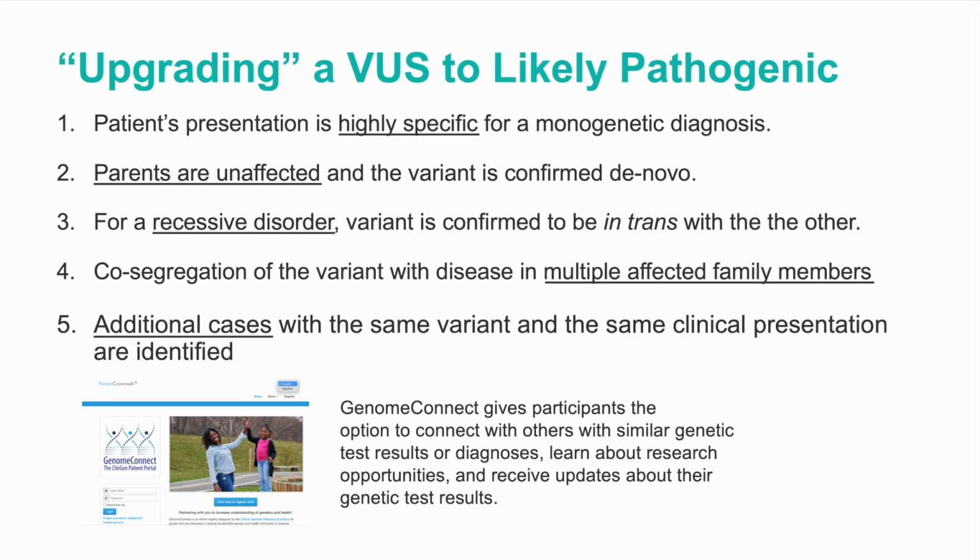And as you heard, or you will hear in the other talk, VUSs are often downgraded to likely benign. So that's a great tool that would give agency to your patients, so then they can take responsibility and be the one who would know if a variant classification changed.